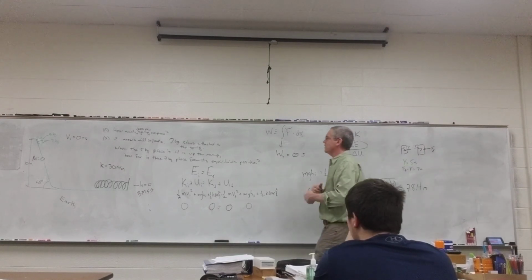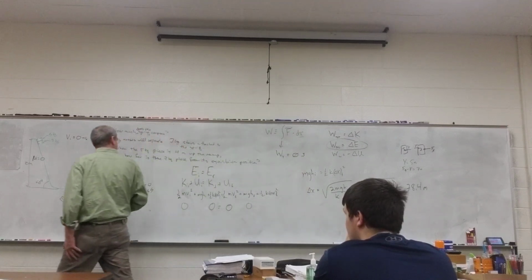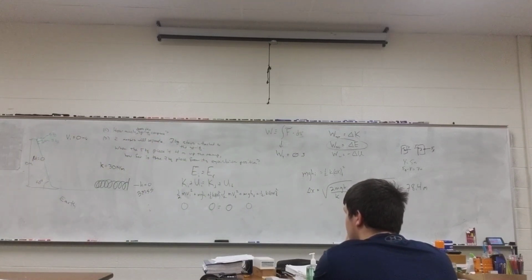Do watch out for wording like this. When the 5 kilogram piece is 4 meters up the ramp, the question is what is the direction of that 4 meters? Is it along the hypotenuse or is it straight up? It's along the hypotenuse. When I say up the ramp, that's up the ramp. That's not 4 meters above the ground. It's up the ramp.